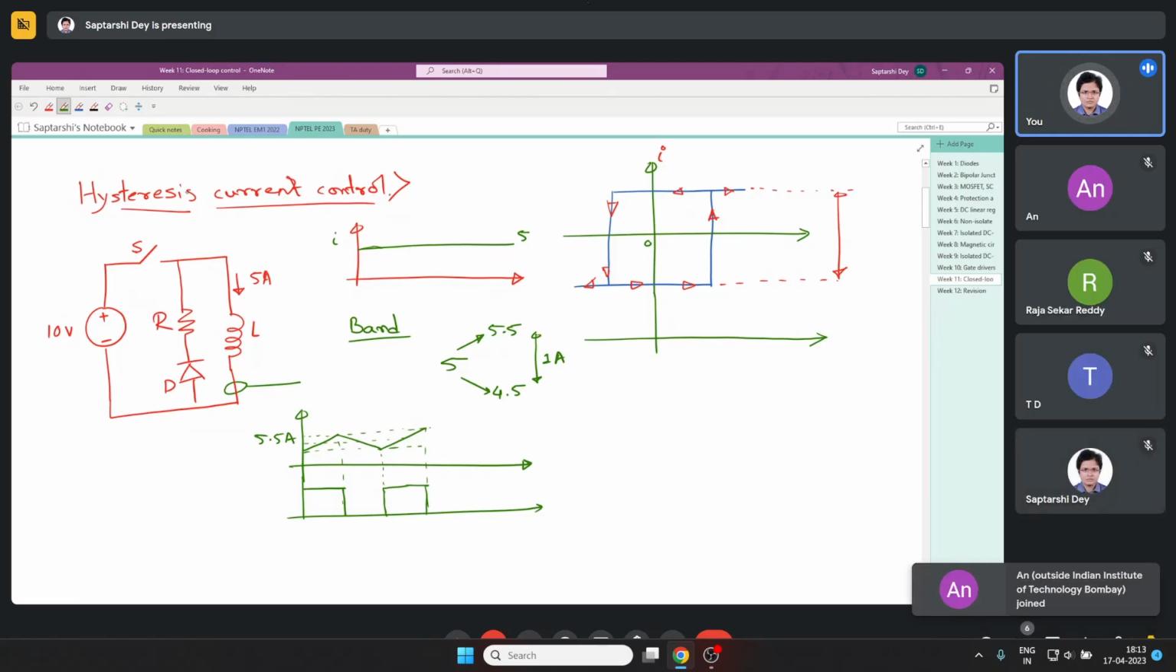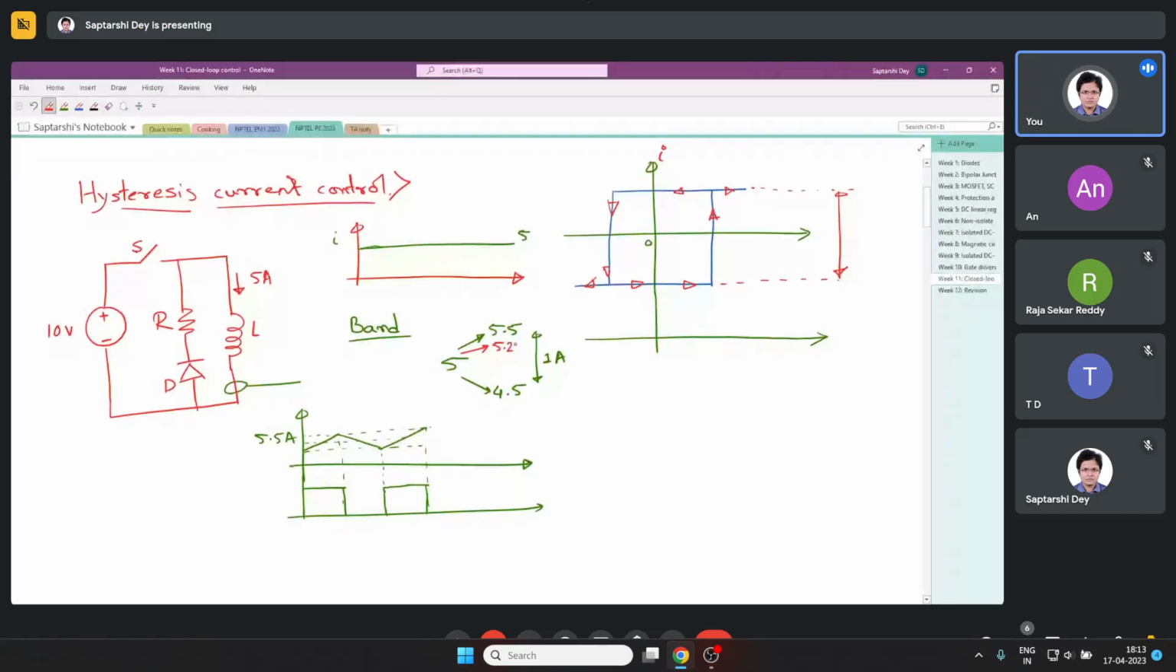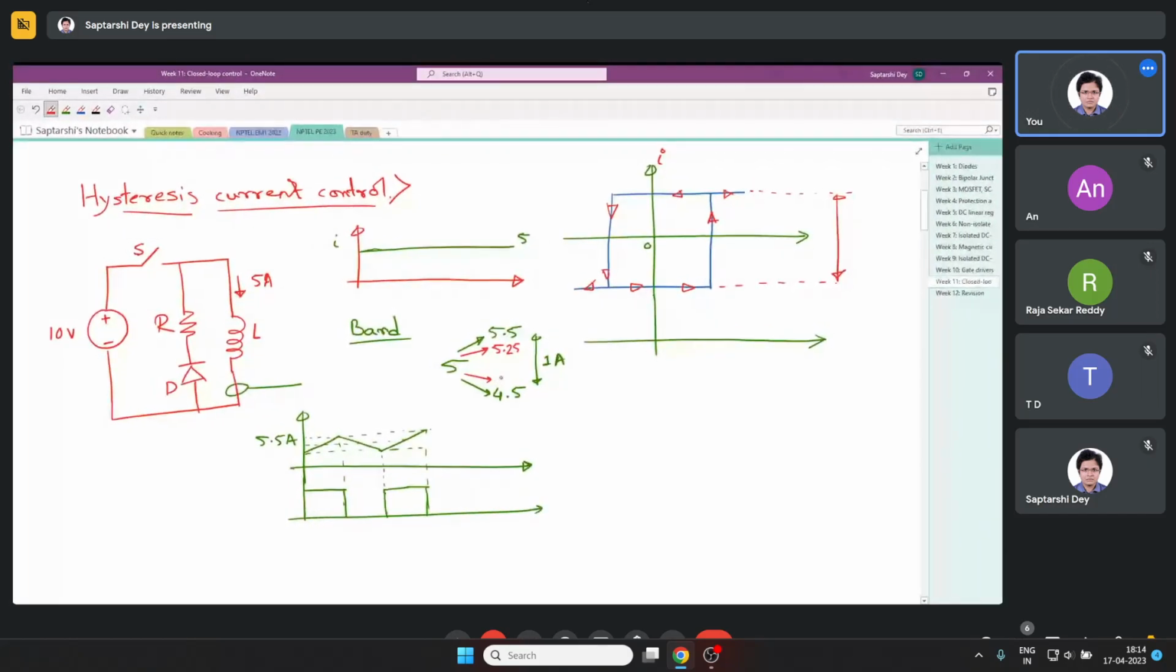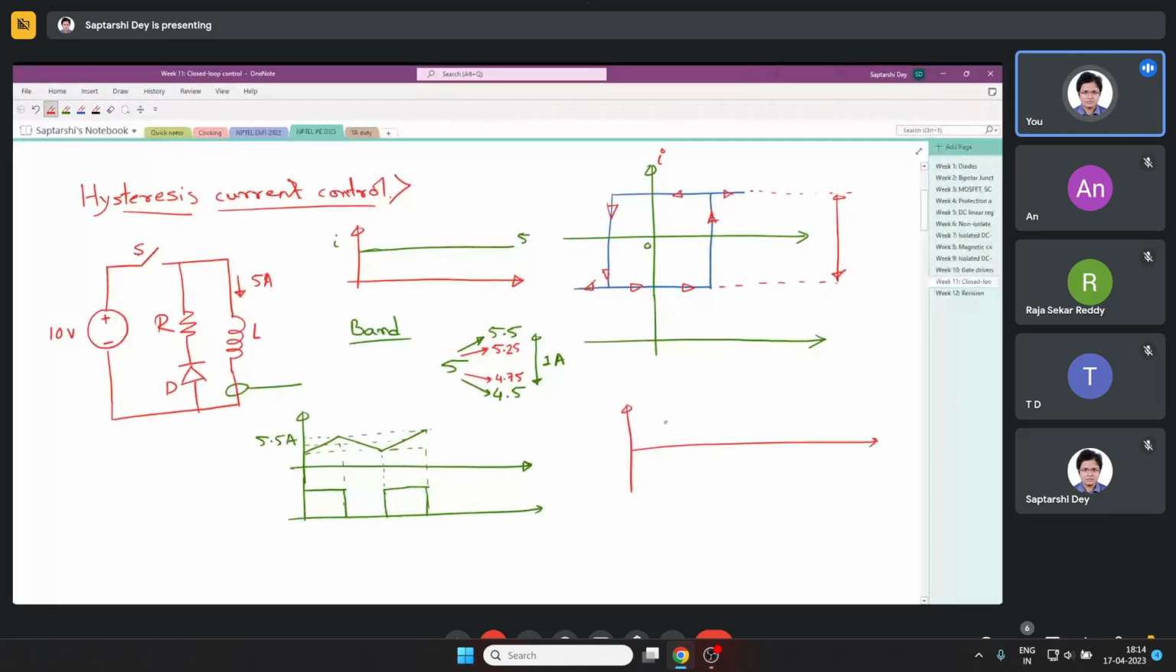Now if you think that for this circuit you do not have the flexibility of 1 ampere of current band, that maybe for the specific application you cannot allow that much of current fluctuation, say you can maximum do half ampere. So what you can do is you make the band smaller, you make it maybe 5.25 ampere, and here you make it 4.75 ampere. So what will happen is our average current would still be maintained, but the peak to peak ripple will reduce.